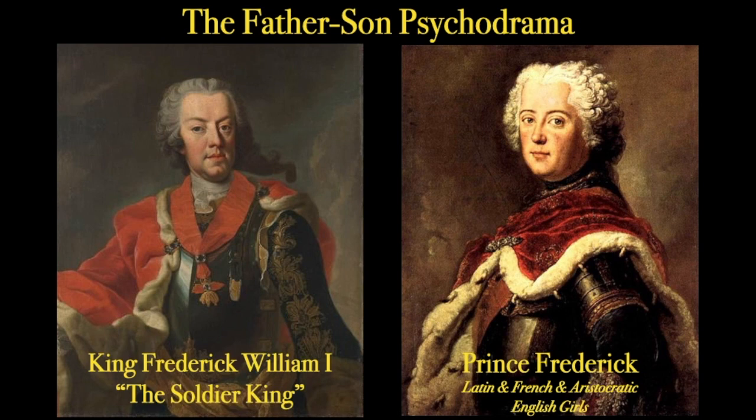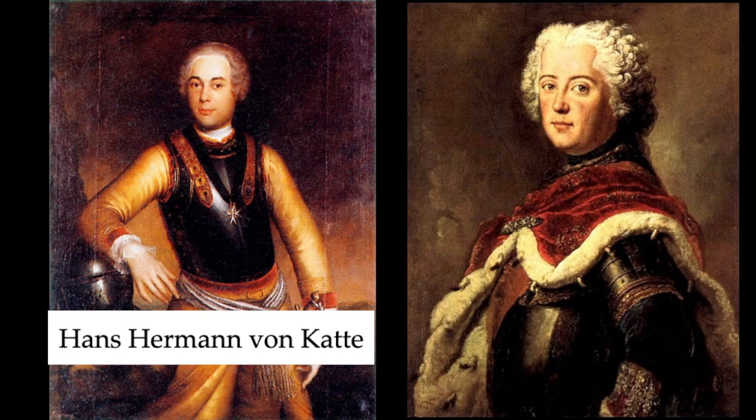Now, if you think, well, that would never work, you'd be right. It makes Prince Frederick hate the military even more, hate his dad even more, and he really starts considering running away. I'm sure that the Soldier King was even more annoyed when he found out that his son's love interest wasn't in fact a female, but a male. Frederick II, by all accounts, was in love with a man by the name of Hans Hermann von Katte, a young aristocratic man who was in the Prussian military.